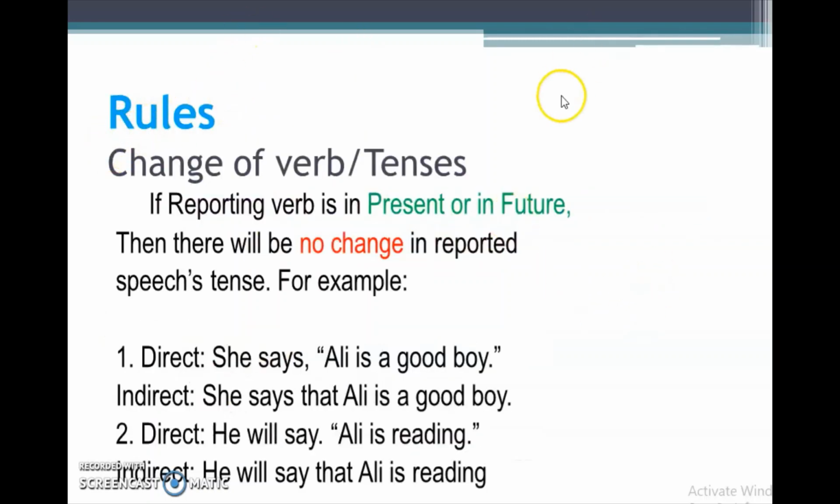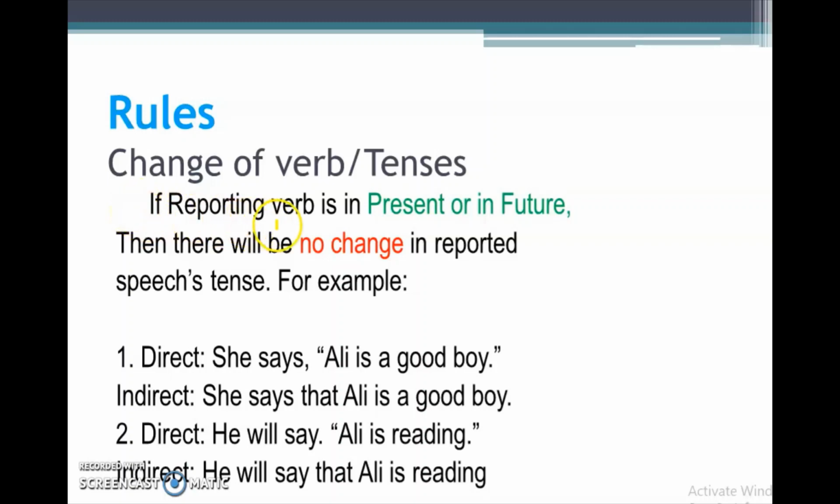Important rule, that is the change of verbs or tenses. When you change the sentence from direct to indirect, you must change the verbs. Why we have to change the verbs, and where we will change the verb, we will discuss in detail. These are the basic rules.